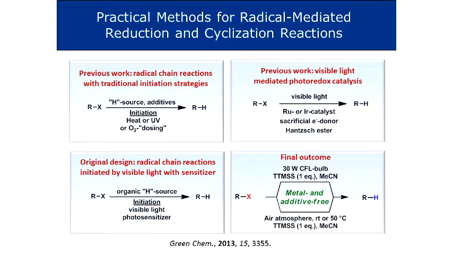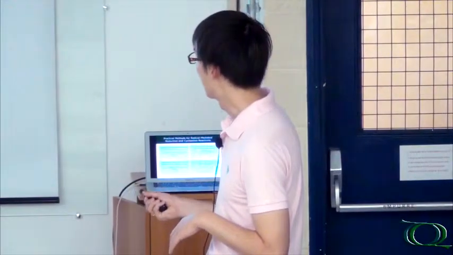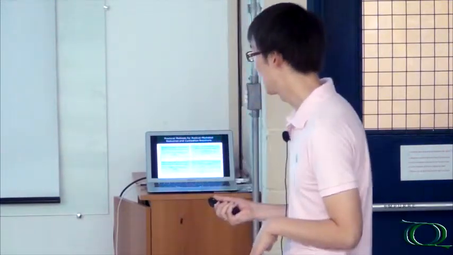So combine the advantage of visible light photoredox catalysis with the advantage of radical chain type reactions, and hopefully keep the functional group tolerance that you see over here. But what we really realized in this approach is that you really did not need the ruthenium or iridium catalyst.